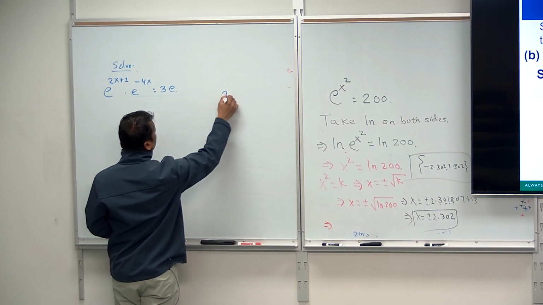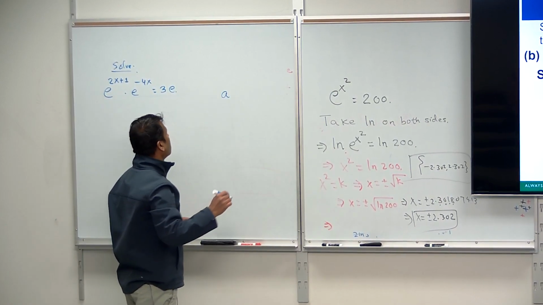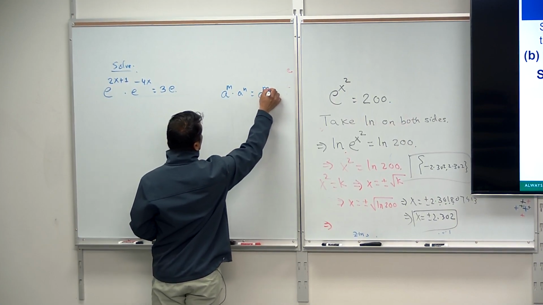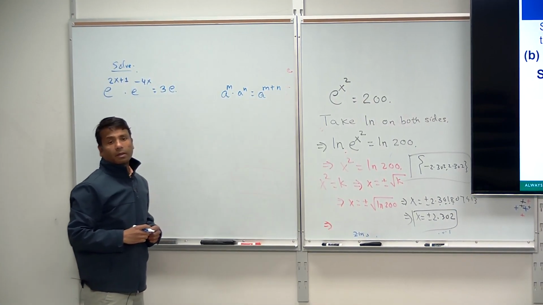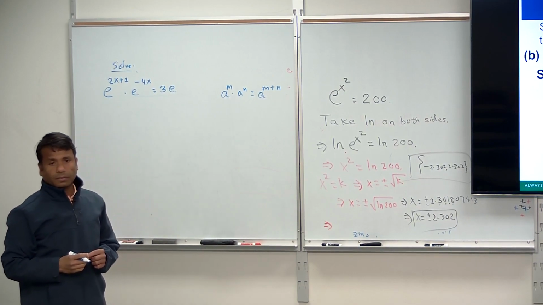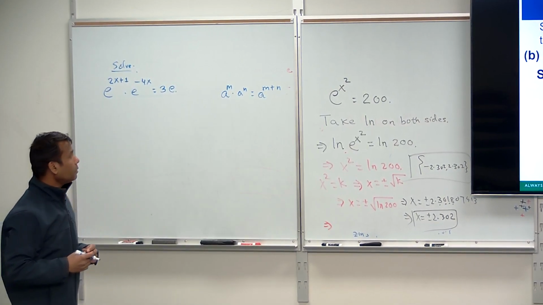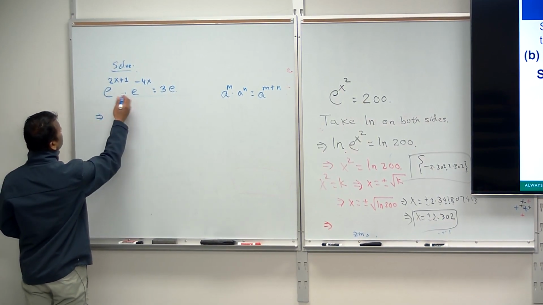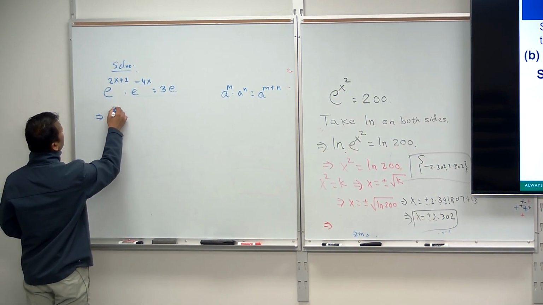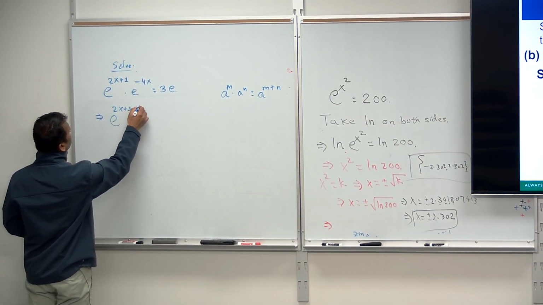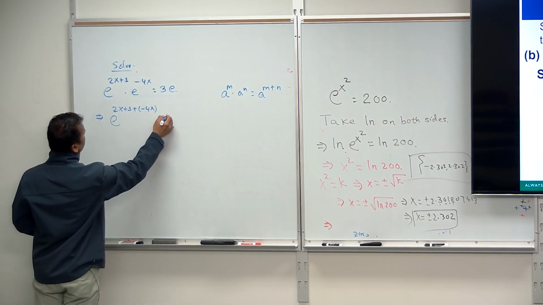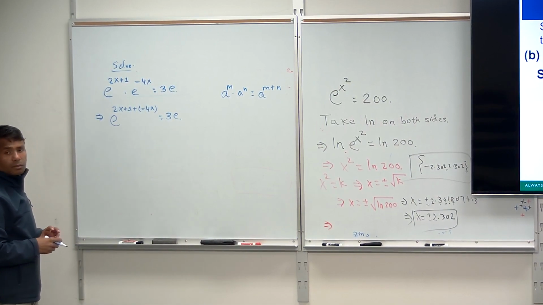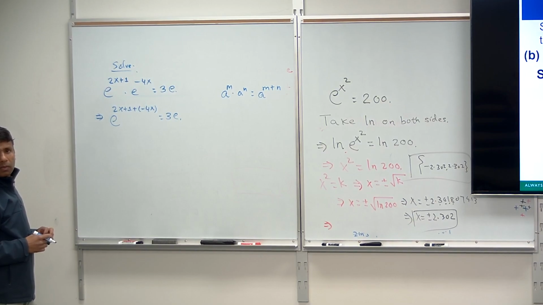Remember the property of the law of exponents? If you have a to the power m times a to the power n, it will be a to the power m plus n, right? So e to the power 2x plus 1 times e to the power negative 4x is e to the power 2x plus 1 plus negative 4x equals 3 times e. Make sense?